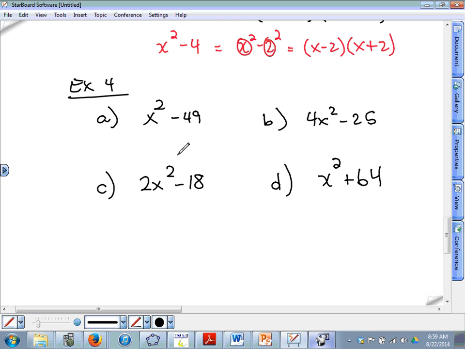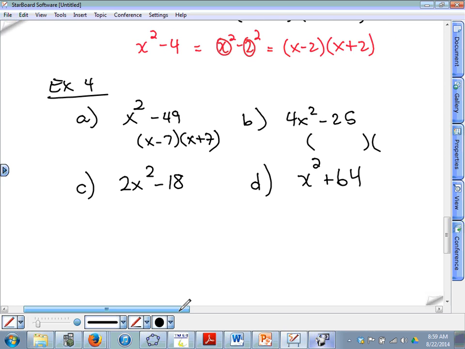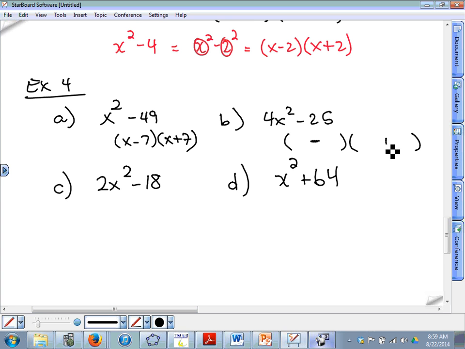So, x minus 7, x plus 7, right? Gotta be a little more careful on part B. Well, you can always start with just a blank set of parentheses. You know one's going to be minus, you know one's going to be plus. Is there anything that can go here and here, the same two terms that'll equal 4x squared when multiplied together, and 25? 2x and 2x, 5 and 5. That's one way you can think about that problem.